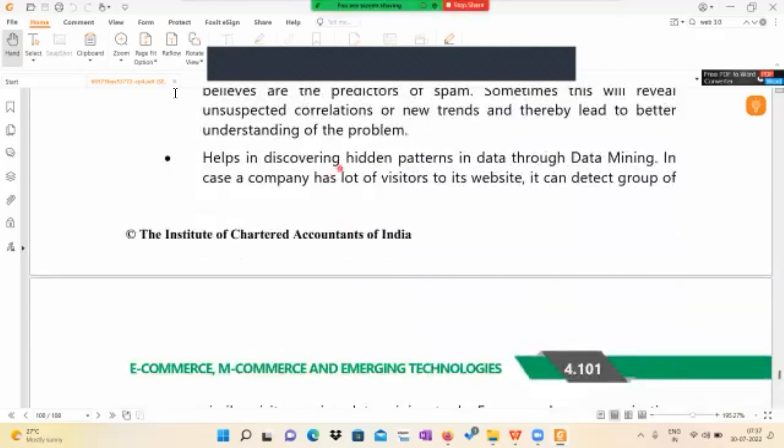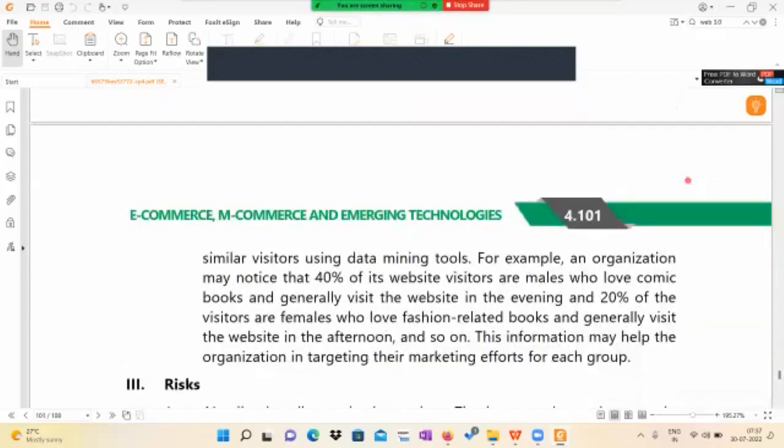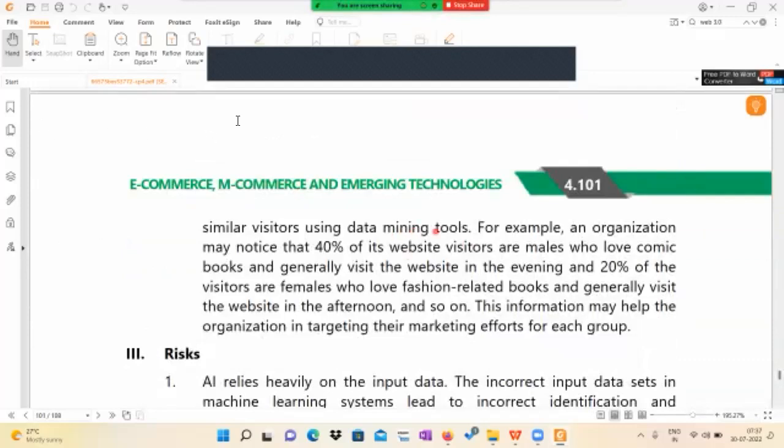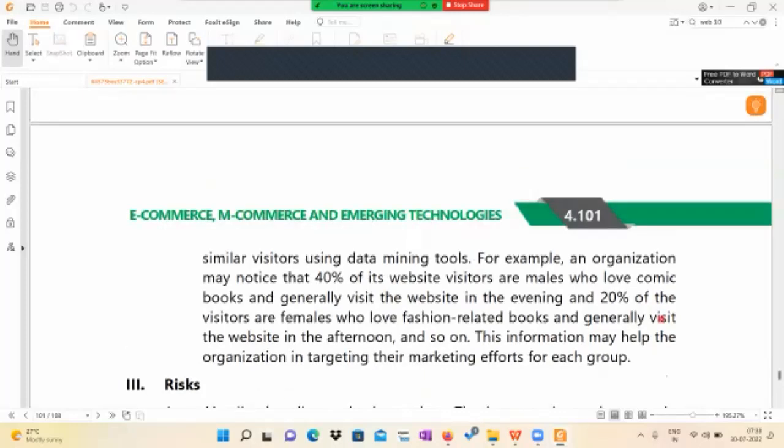So the next one is that it helps in discovering the hidden patterns in data through data mining. A company has a lot of visitors to its website. It can detect a group of similar visitors using data mining tools. For example, an organization may notice 40% of its website visitors are males. Also, some visit in the evening, and the visitors who like fashion-related books and journals visit the website in the afternoon. This information helps the organization target its marketing efforts.